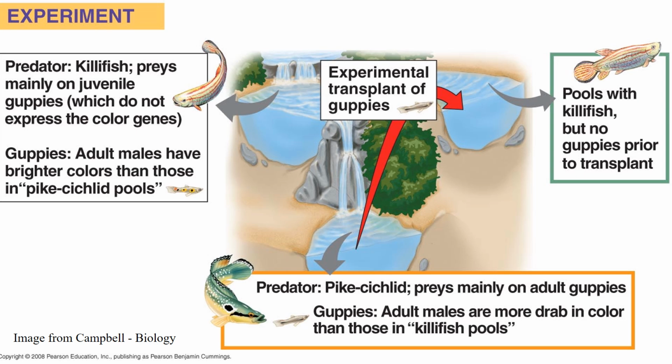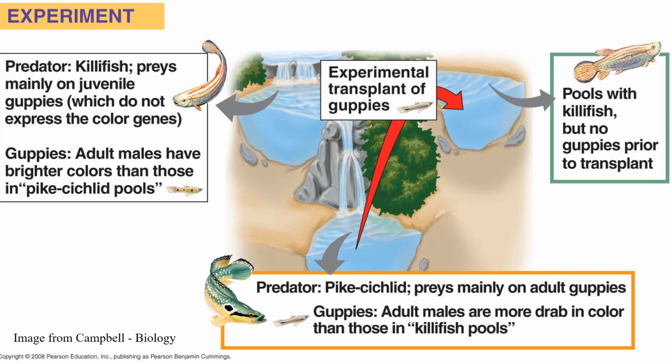In the wild, they actually have some color variation as well. They're not quite as brightly colored, not as many weird traits, but in the presence of a killifish predator, they are brightly colored. The males do that to attract a female so they can increase the likelihood that they will mate. However, in the pike cichlid pools, that wouldn't work because now you stick out and now you're going to get eaten. You got to survive and you've got to reproduce.